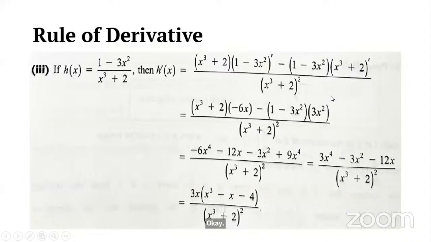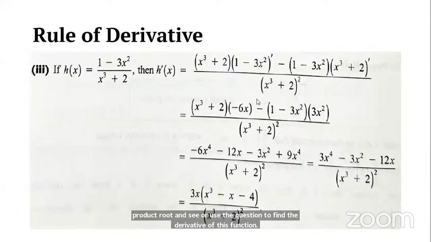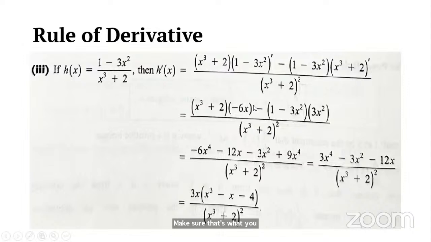Now, let me give you one point. It may seem to you that what you are doing right now is quite simple, so you can just rush. But here, we'll be more interested in the steps. If you are solving this and they ask you to use the product rule or the quotient rule to find the derivative of this function, make sure that you do it step by step. Don't just jump steps. Do it step by step.